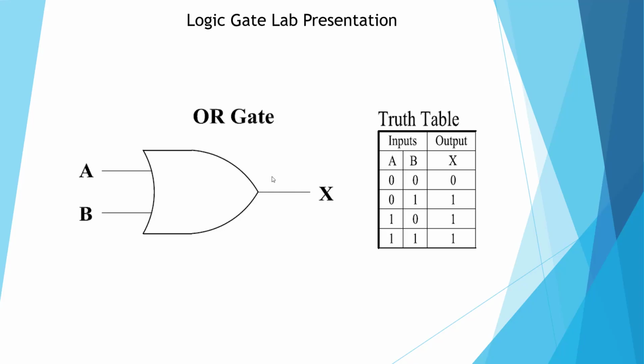Here's the symbol for an OR gate, and our truth table: 0, 0 equals 0; 0, 1 equals 1; 1, 0 equals 1; 1, 1 equals 1. So essentially, if either of these two or both are 1s, the output is going to be a 1.